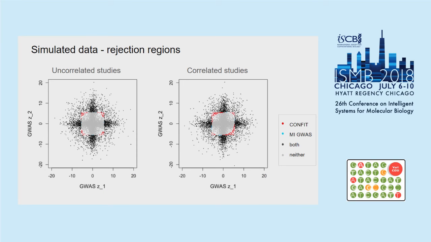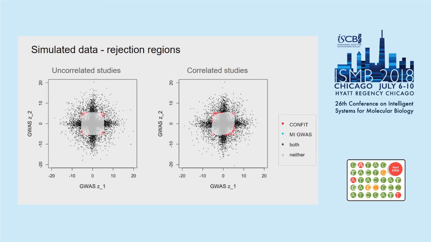Just to get some intuition about how CONFIT is working, these are plots showing the rejection regions for CONFIT. Each point is a different non-null SNP in the simulation. The black SNPs were found significant by both CONFIT and MI-GWAS, and the gray SNPs were found significant by neither. The blue SNPs are the ones found significant by MI-GWAS which were missed by CONFIT, and the red SNPs were the ones found significant only by CONFIT. The blue ones might be hard to see just because there's not very many of them.